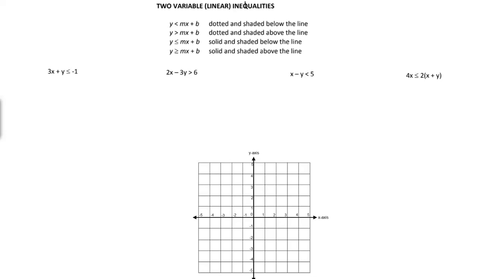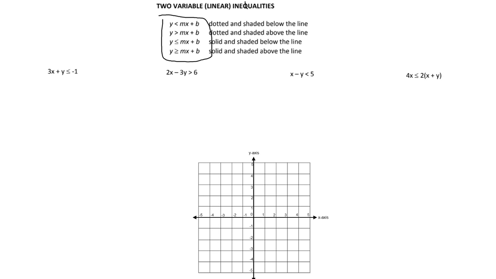Alright, we're going to continue our conversation about inequalities. We're going to talk about two variable inequalities. So a two variable inequality, we got 4 examples up here, are exactly what they sound like. They've got two variables now where we have x and y. And it's just like our linear equations that we've been looking at the past couple weeks.